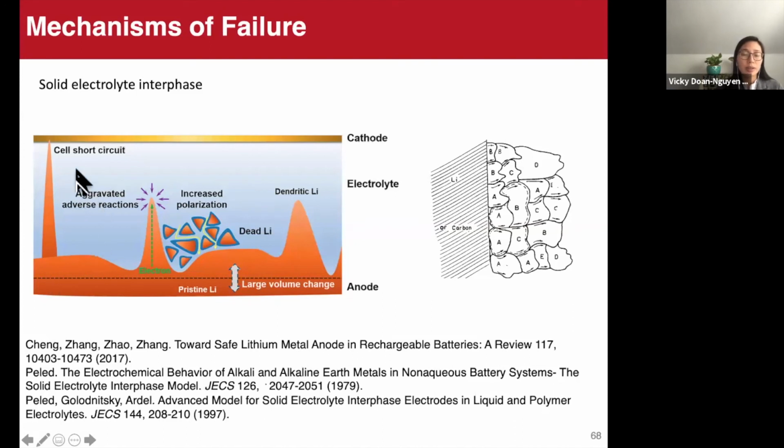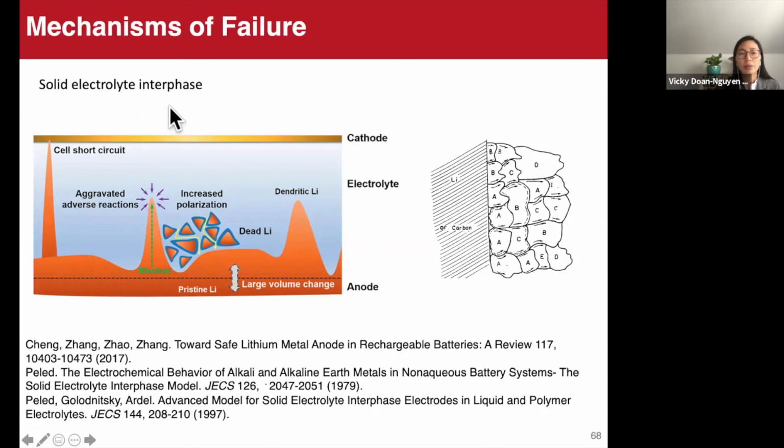So you could see here that upon lithiation, what can happen is that there's uneven deposition of lithium. And as the lithium grows, it forms a dendritic lithium. And what you could see is that as this dendritic lithium grows and grows, it can actually go from one electrode to the other electrode, and eventually will cause a cell short circuit. And of course, that is undesirable, and that could lead to some catastrophic effects, right?